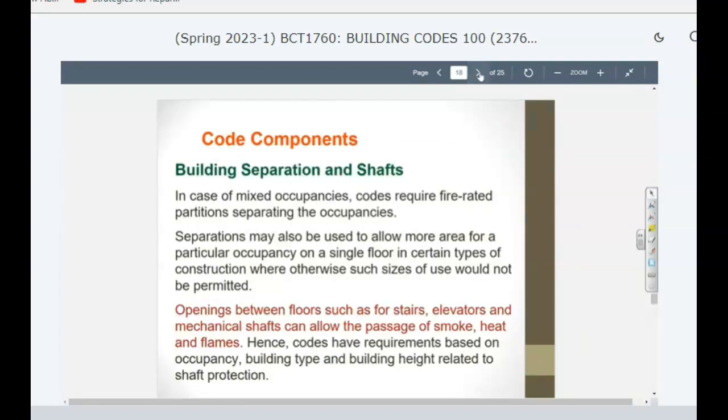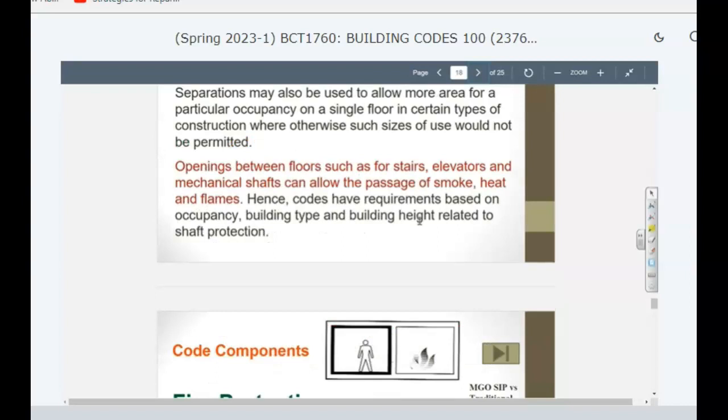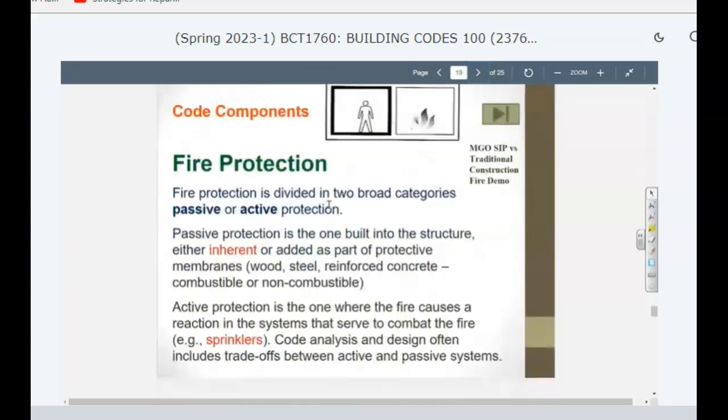Building separation and shafts, two big things to look at. If you have mixed occupancies, many people are living in that townhome. So maybe there's two families. They always have to have a separation. You might also have a building where downstairs is a good drawing. On the handout, I had floors such as stairs, elevators, mechanical shafts can allow the passage of smoke, heat, and flames. Hence, codes have requirements based on occupancy, building type, and building height related to shaft protection. So we're really discussing what's causing this limit, this pull down to the heights that we can get. It's these kind of things.